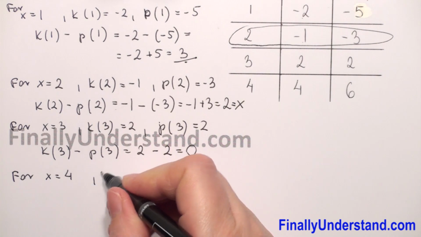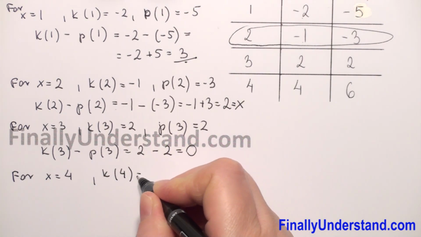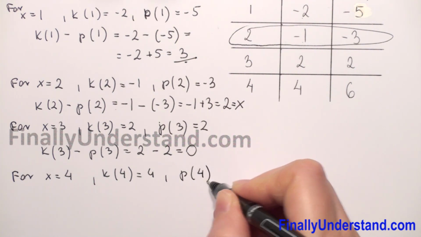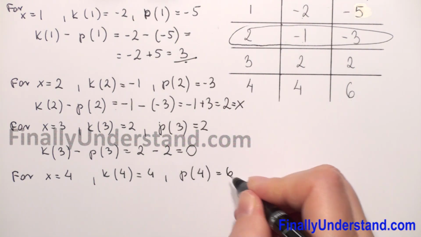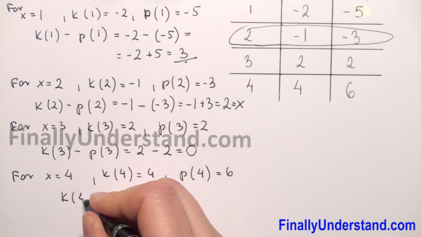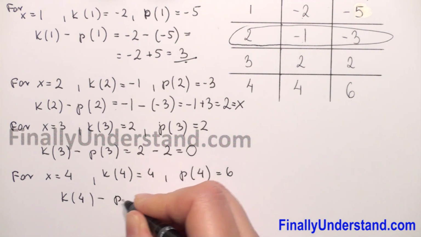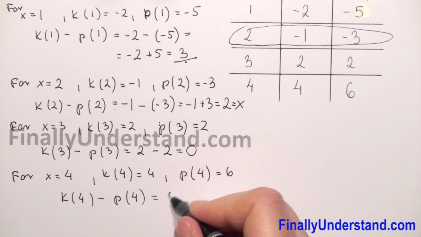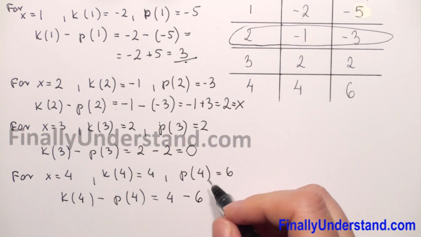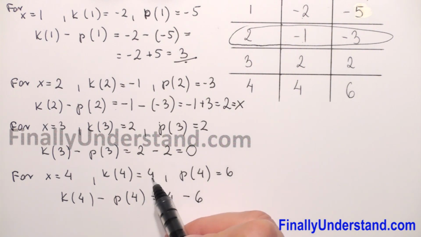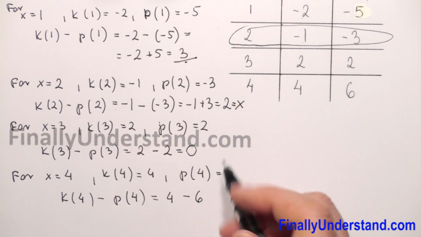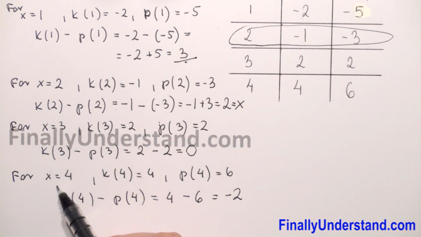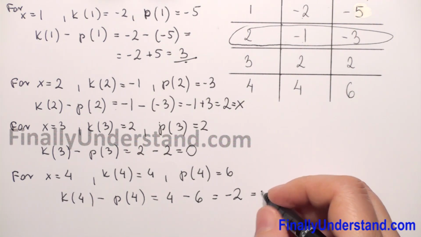And the last example we have is for x equals 4. What do we have? K of 4 is equal to 4 and p of 4 is equal to 6. So k of 4 minus p of 4 will be 4 minus 6. I just substitute k of 4 by 4 and p of 4 by 6. So this is equal to negative 2. It's not 4. It should be equal to 4.